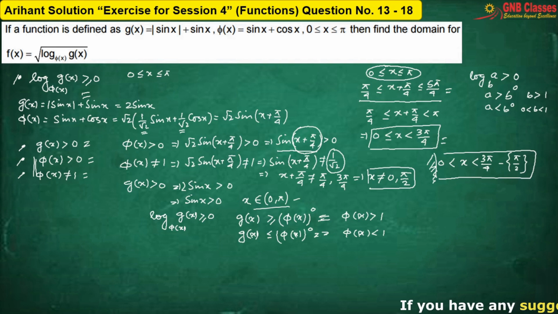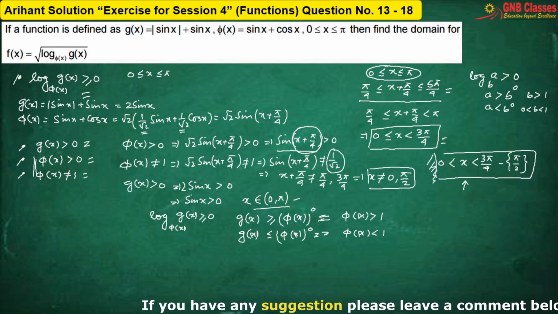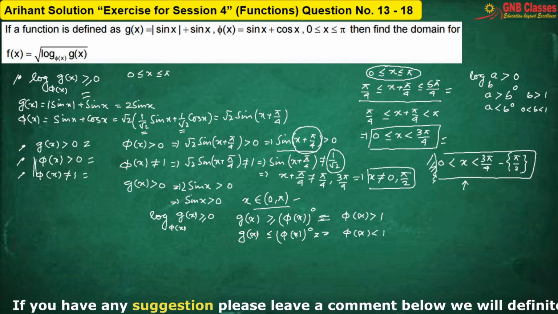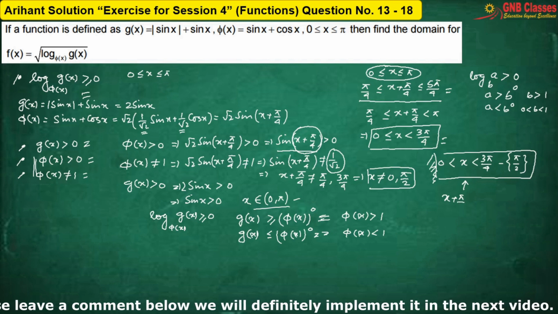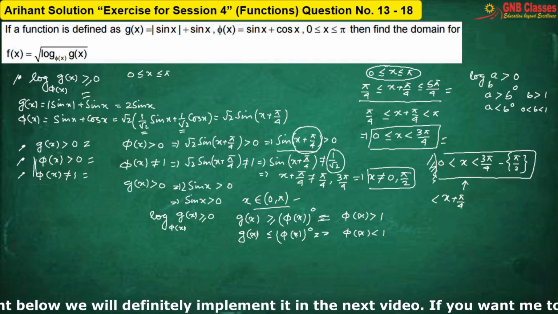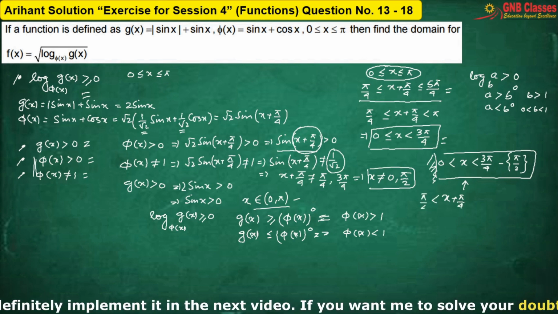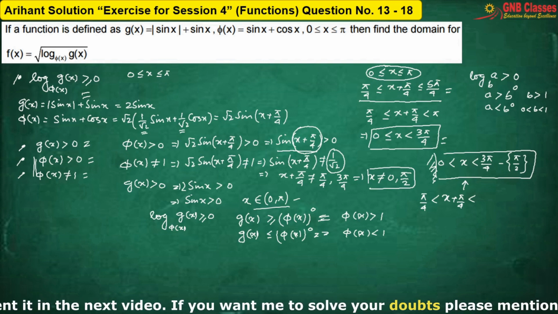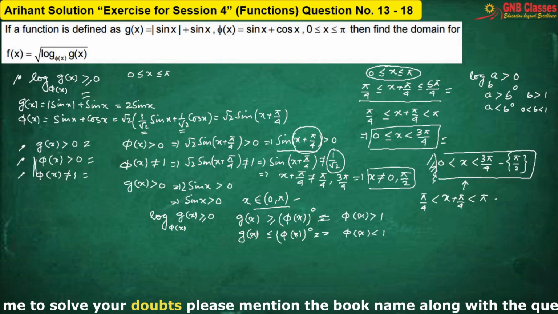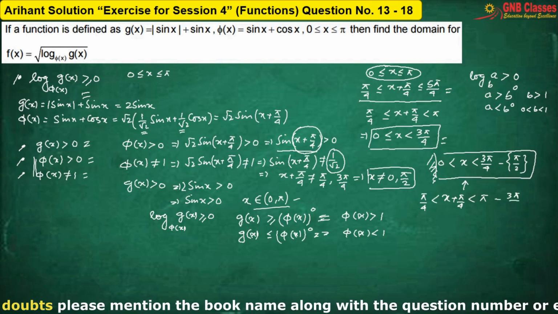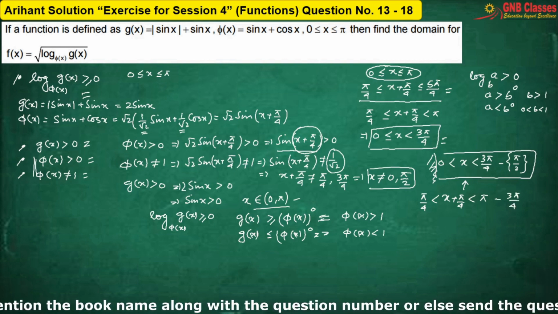Is it clear? Now you see, we got that x is lying from 0 to 3 pi by 4, excluding pi by 2. Now observe it carefully. x plus pi by 4 in that case will lie between pi by 4 and pi. Is it clear or not? Right? Now excluding 3 pi by 4.